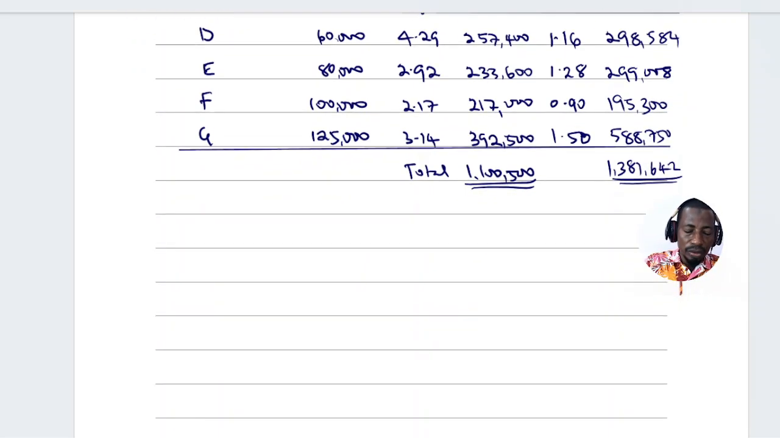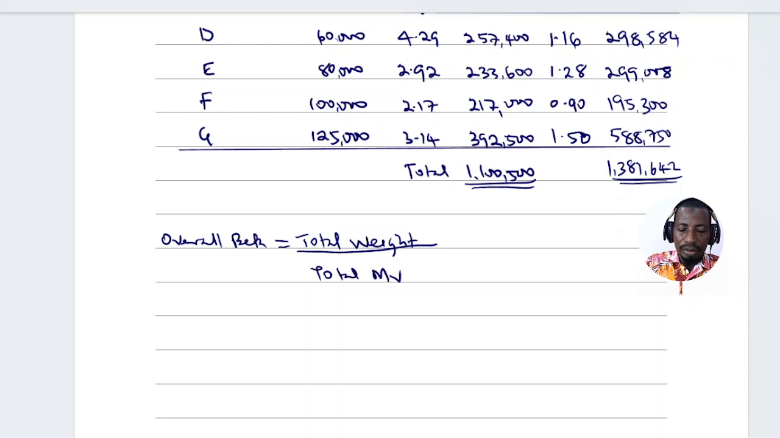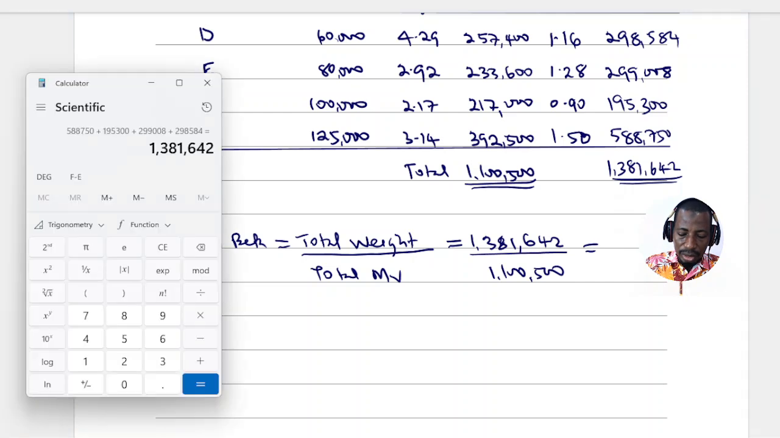So to now get the overall beta will be equal to total weight divided by total market value, equal 1,381,642 divided by 1,100,500. So what do you get? Equal 1.26.